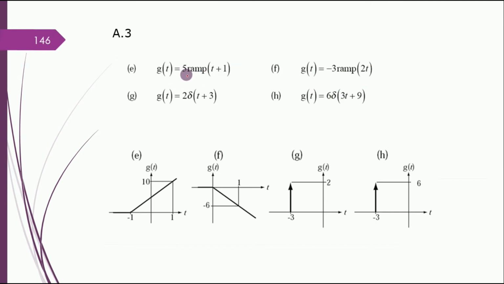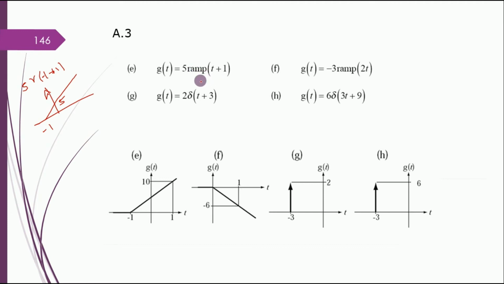Now, g of t is equal to a ramp function. You know how the ramp function looks. If I ask you to write a ramp function shifted to the left, this is how it looks. Now, amplitude is 1 here, because the slope is 1. If I scale it by 5, amplitude 1 becomes 1 into 5. It becomes 5. Slope will be increased.